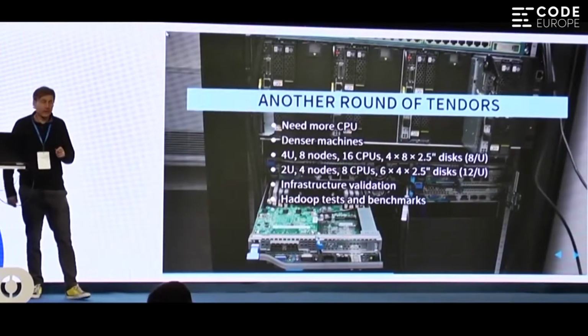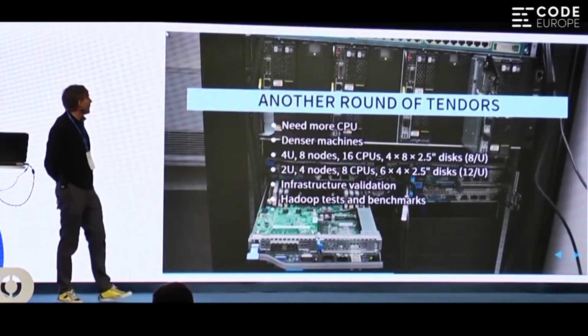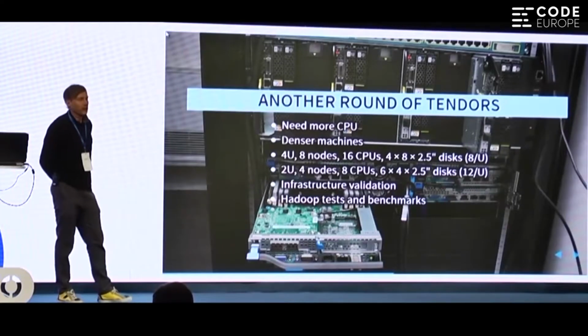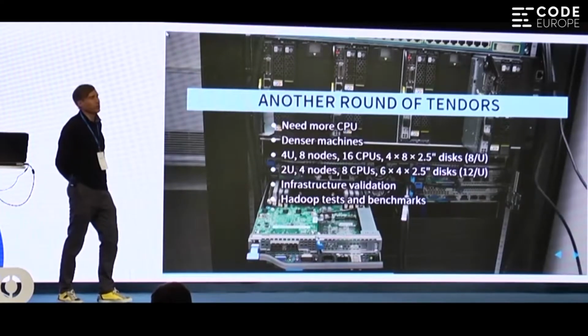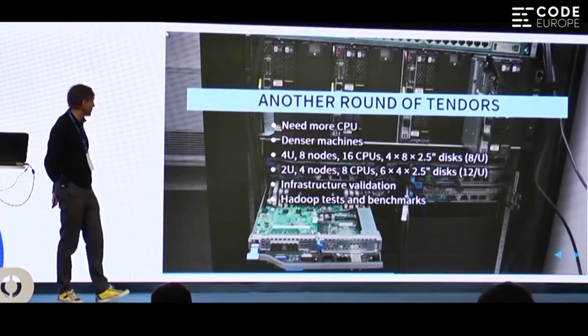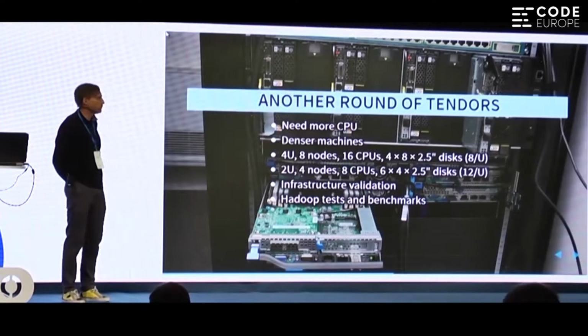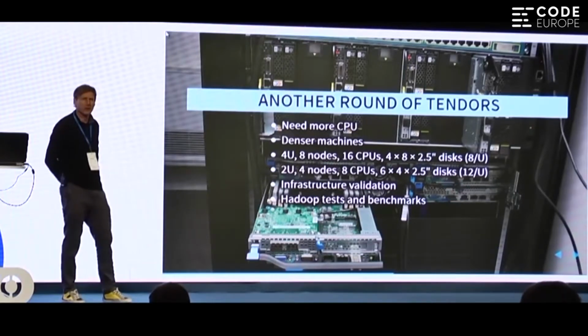So we're going to do the same thing. We're going to do another round of tenders, except this time we've decided we need more CPU. I guess that really means more CPU per rack. So we want to increase the ratio of CPU to disk space. So we found some denser machines. We've got some 4U machines. Does that mean anything to anybody?